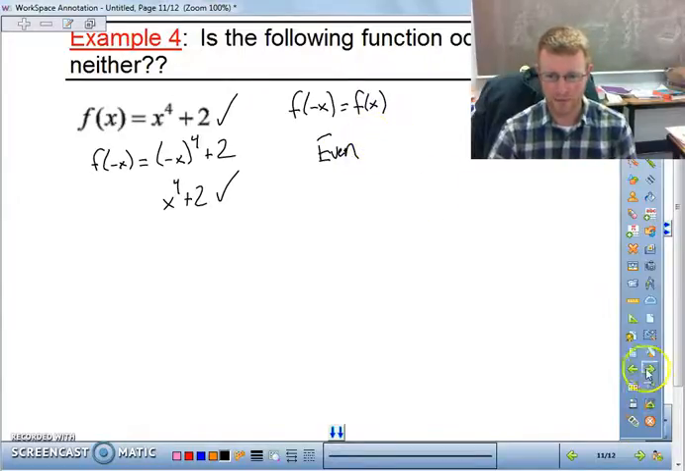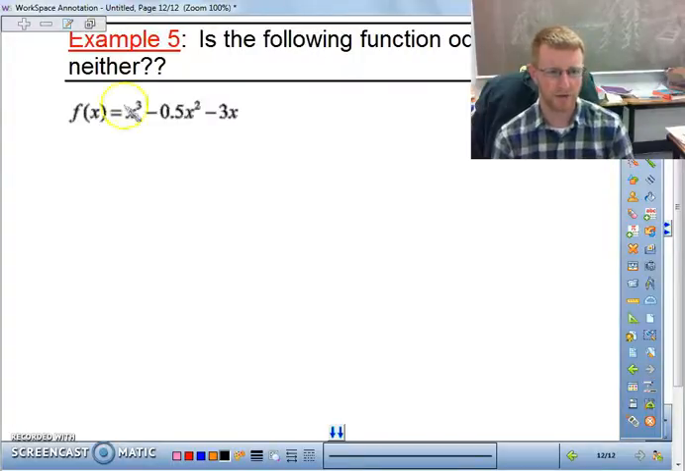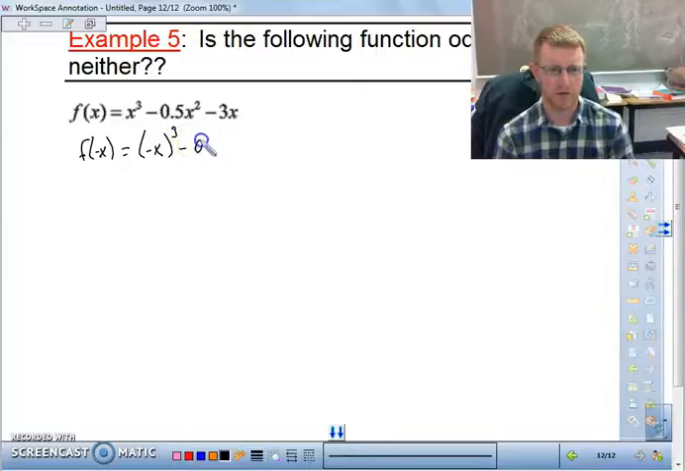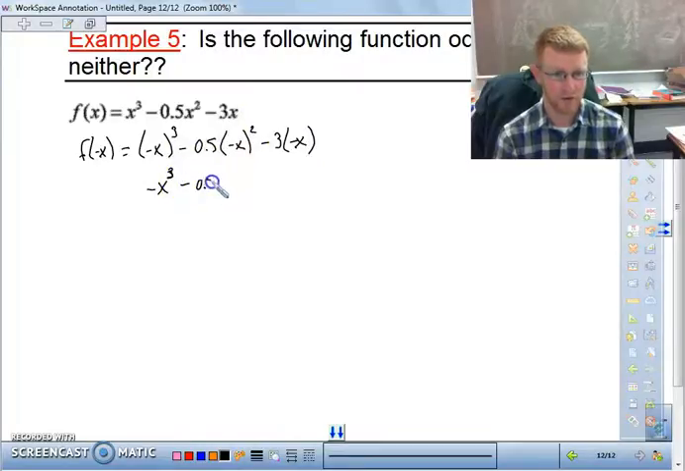Okay, let's look at the last example. Here we have x to the third minus 0.5x squared minus 3x. So once again, plugging in a negative x, we get negative x to the third minus 0.5 times negative x squared minus 3 times negative x. This first one will stay negative because of the third power. This middle one will become positive, so it's going to stay as a minus 0.5x squared. And this last one will become positive. So you can see that it's not the same as it is up here, so clearly it's not even.